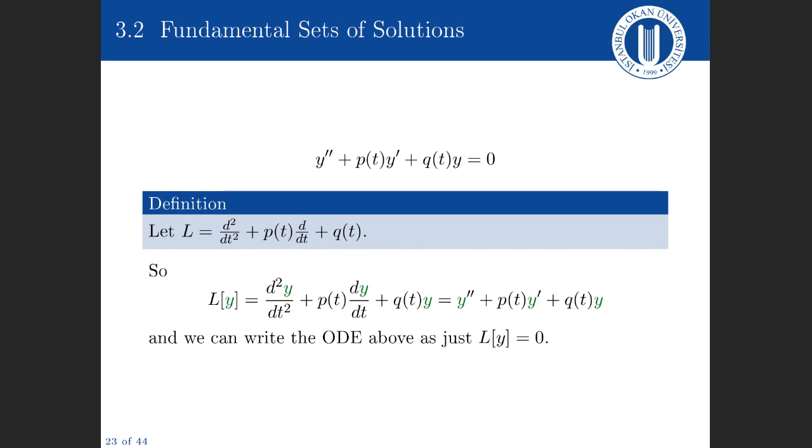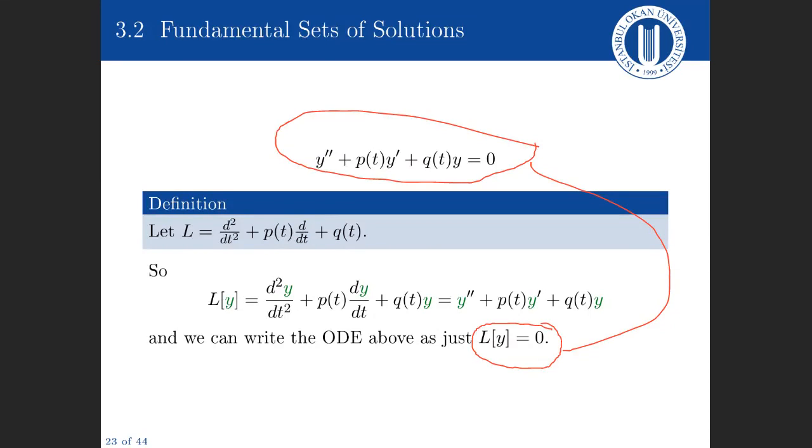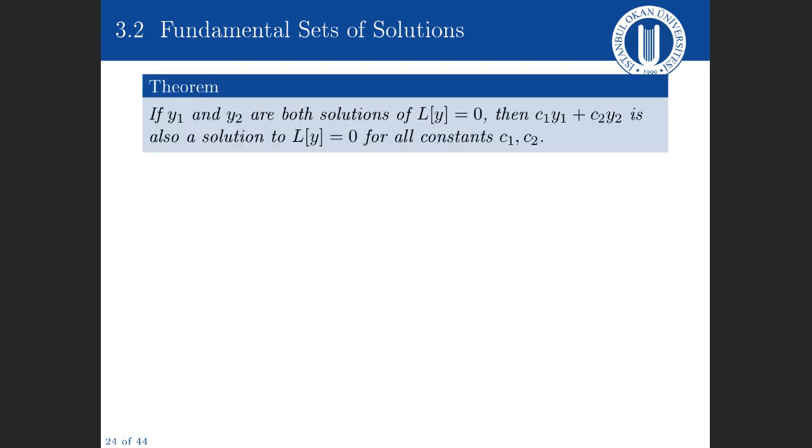So in other words, instead of writing our differential equation as I've done at the top, I now have a nice, neater, quicker way to write exactly the same differential equation as L of y is equal to 0. Let's suppose we have two solutions of this differential equation, two solutions of L of y is equal to 0. Then every linear combination of these two functions is also a solution.